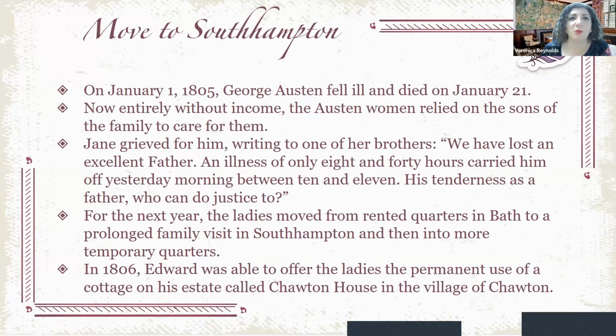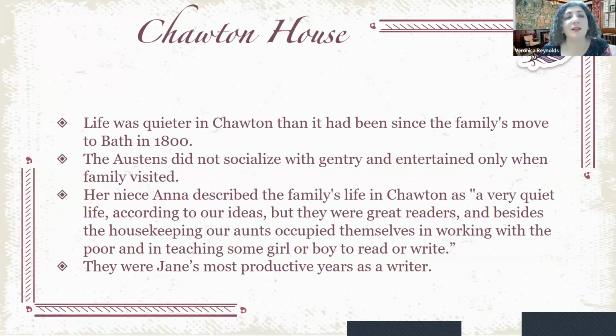The next year, the ladies move from rented quarters in Bath to go back to this prolonged family visit in Southampton, and then once more into temporary quarters. So they're moving around. They don't know what they're going to be able to do with their lives. But at last, fostering Edward off to the Knights pays off, because in 1806, he's able to offer them permanent use of a cottage on his estate called Chawton House, which is in the village of Chawton. But life is way quieter in Chawton. It's the quietest things have been since they moved to Bath.